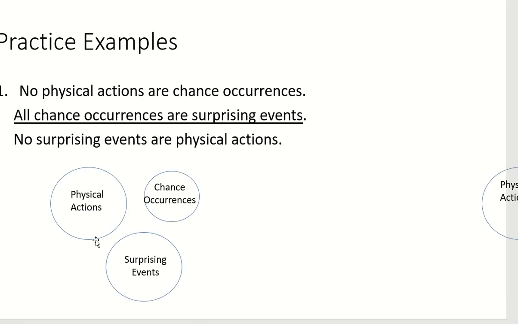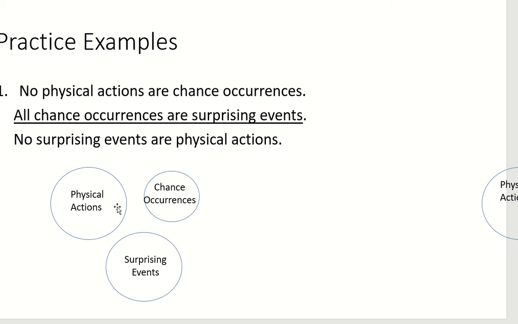So let's imagine the following two premises. No physical actions are chance occurrences, so no A's are B's. All chance occurrences are surprising events, so all B's are C's. Therefore, no surprising events are physical actions. Okay, so you can draw this out.